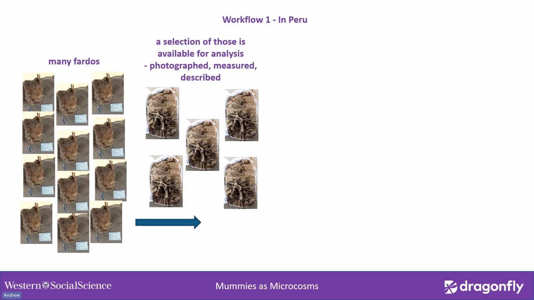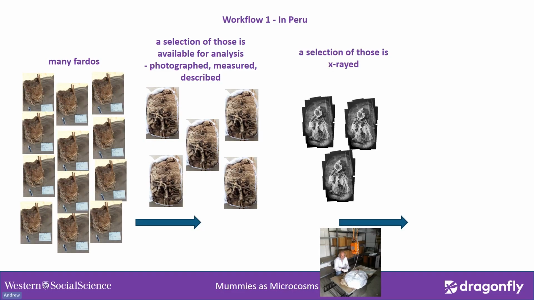So there's a selection happening there in terms of what fardos are available. We start by photographing them, measuring them, describing what we can see on the outside. And then a selection of those we X-ray, and that really depends on their state of preservation and whether, you know, they're solid enough to move around.